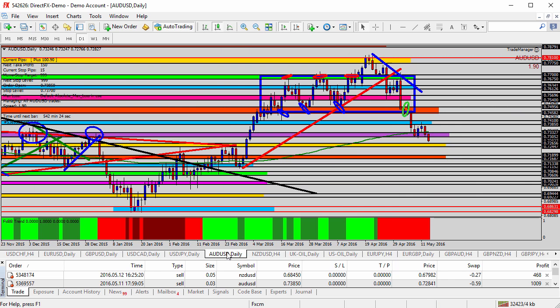Moving on to the AUDUSD, Australian versus US dollar. Similar situation. We've been going short on this currency pair for the past couple of days. You can see the trade going down there, 73.85, currently sitting 100 pips of profit. So decent opportunities there for profit.